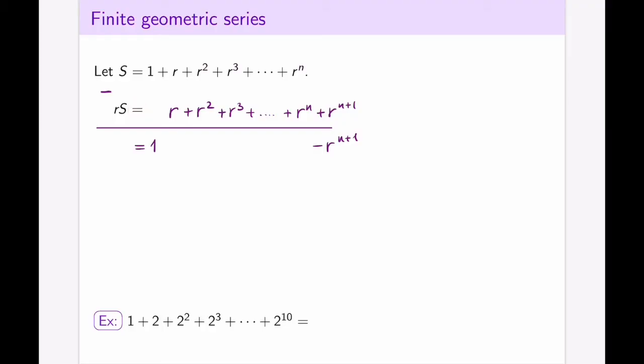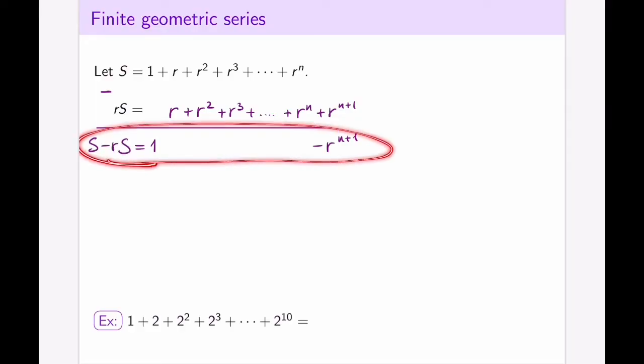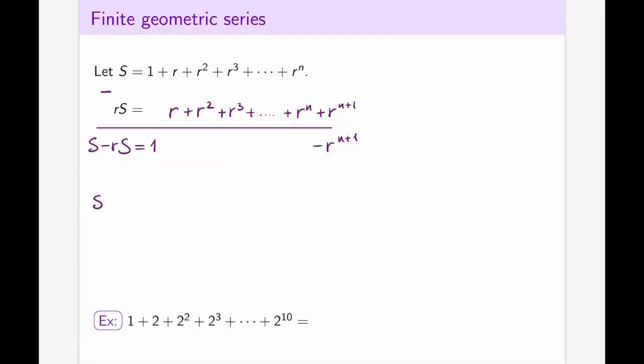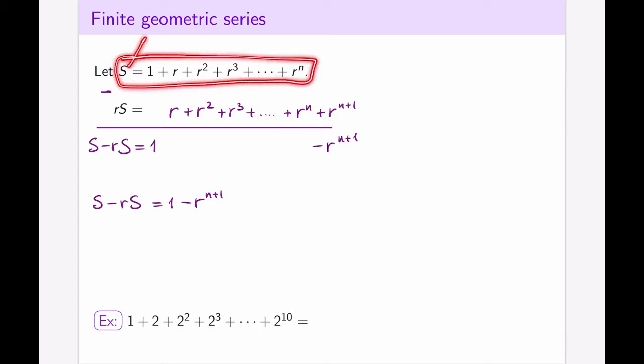What about the left-hand side? Well, the left-hand side was S minus RS. So let me write down in a bit more of a compact form what I have here to be able to solve for it. So we have derived that S minus RS is equal to 1 minus r to power n plus 1. The idea was to be able to say what this summation is. So really, I'm after the value of S. So I would like to solve this expression for S.